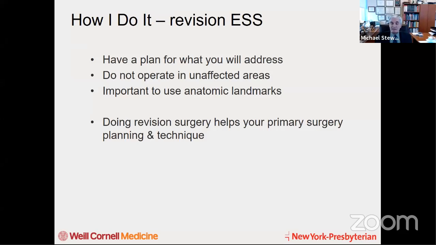Sometimes, in fact, the previous surgeon or you yourself have done a very good job of opening most sinuses, and there's actually a fairly limited area. So revision surgery does not necessarily mean extensive surgery. It sometimes can be very, very targeted surgery, which almost seems like you should be doing more, but in fact, sometimes that's all you need: a very targeted area to revise.